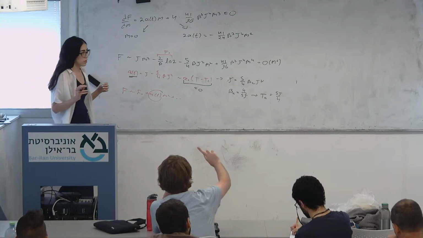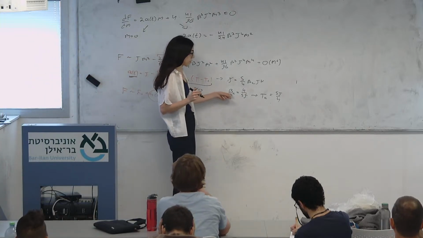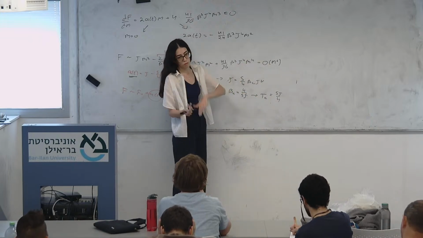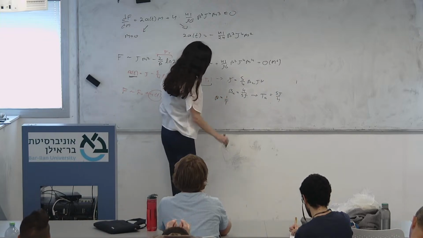ובשביל למצוא את TC, למה הפכת את השבר? כי זה 1 חלקי ב'? Beta is the inverse temperature, and T is 1 over the inverse temperature. That's why it's called the inverse temperature. Basically, beta equal 1 over T.